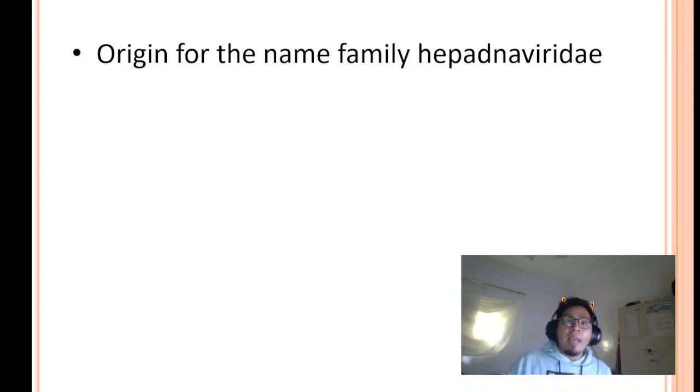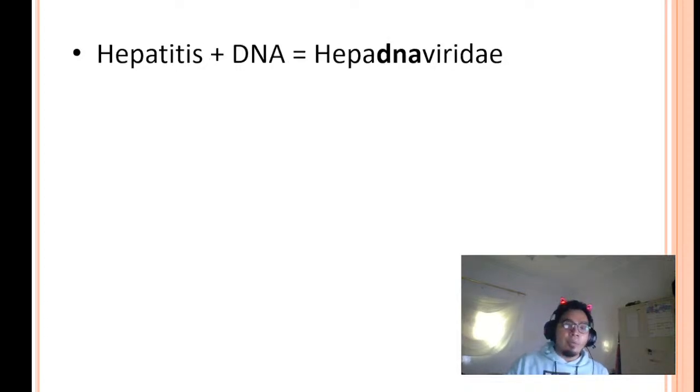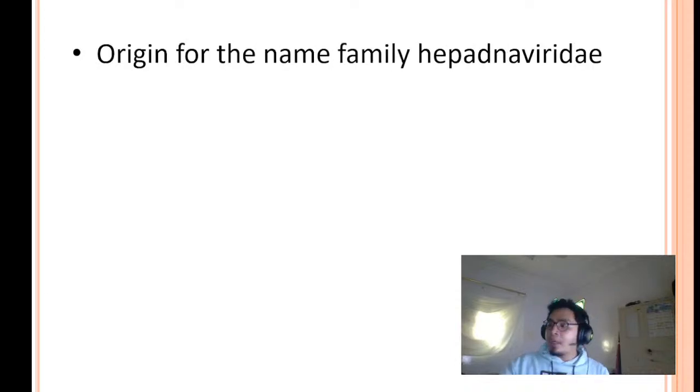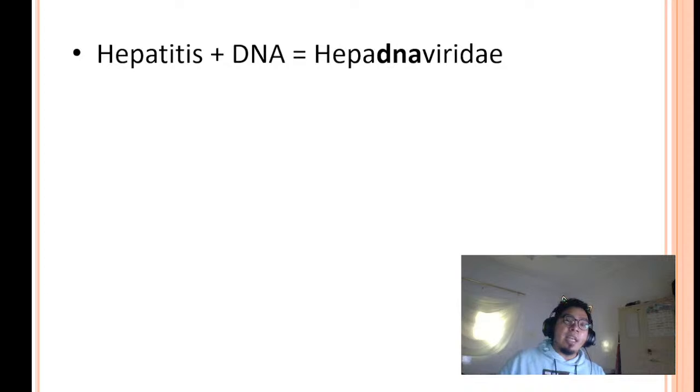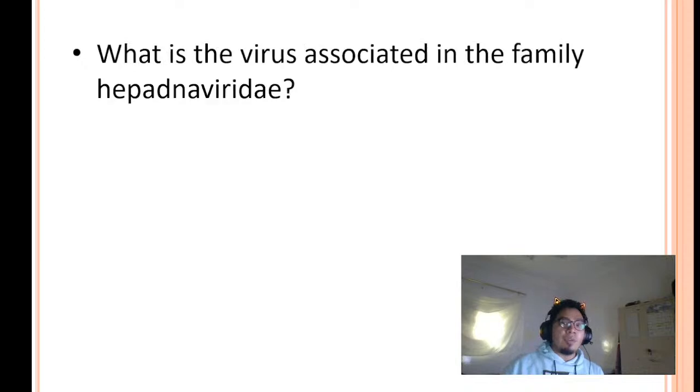hepatitis B, Hepadnaviridae. Origin of the name again. Most of the slides right now are more of the origin story of many of the viruses because I think it gives this lecture a bit more of an interesting take. So Hepadna, very easy to remember. Hepatitis plus DNA, Hepadnaviridae. See, very easy to remember. Right now, what is the virus associated with the Hepadnaviridae family?